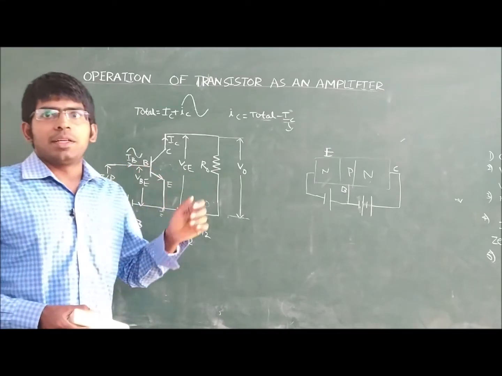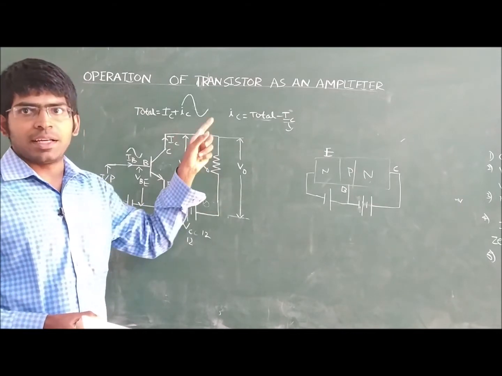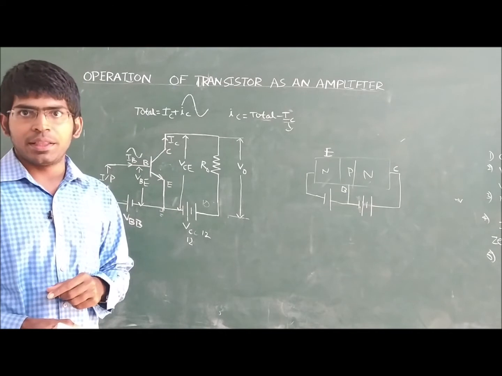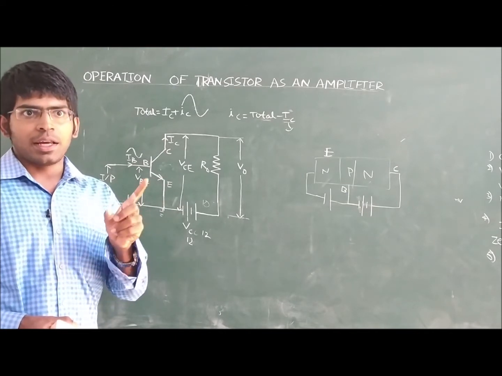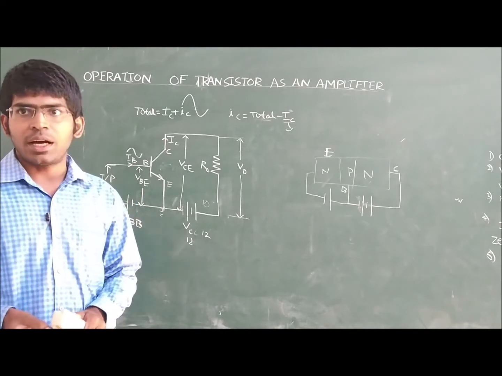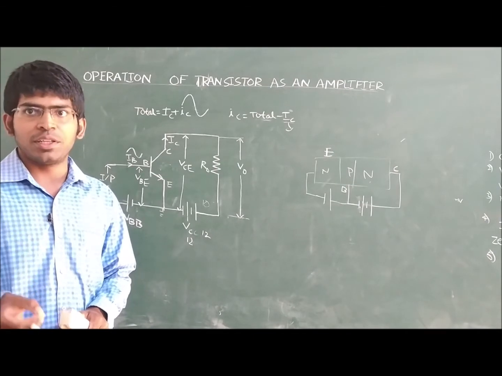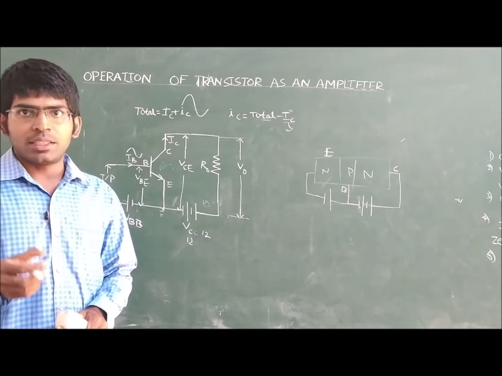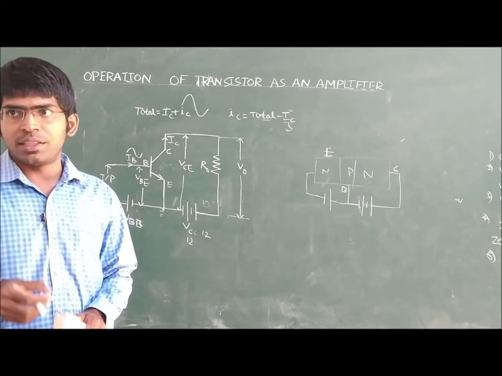In this topic we are discussing the operation of a transistor as an amplifier. A transistor can be operated either in the active region, or in the cutoff region, or in the inverse active region or saturation region. Why is the transistor operating in 4 different regions?